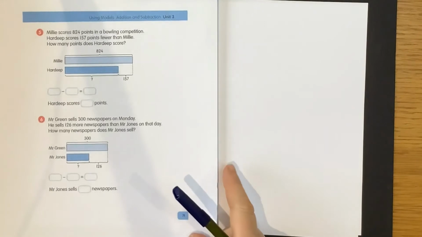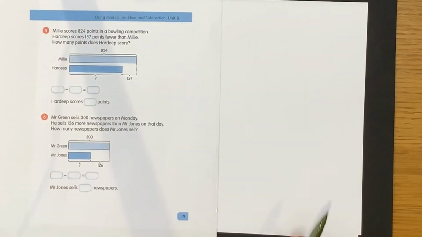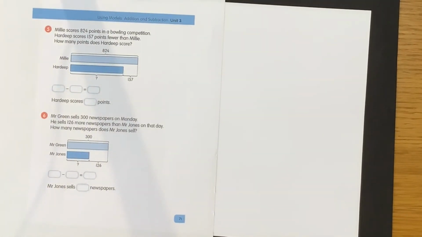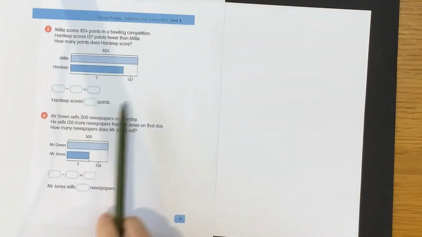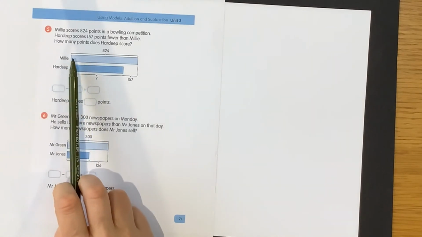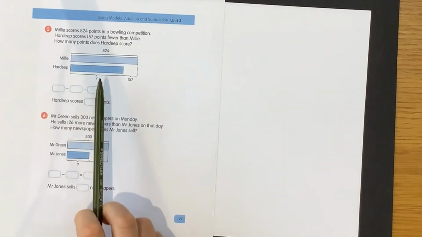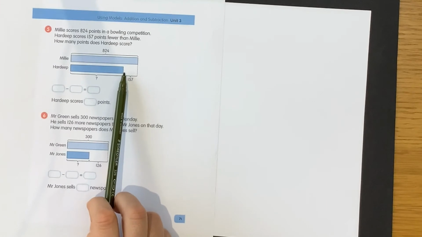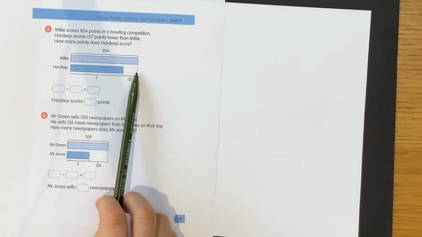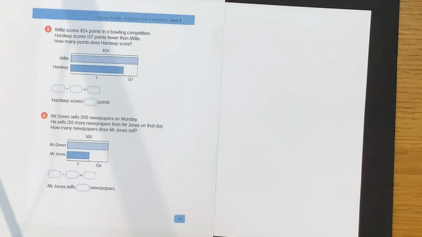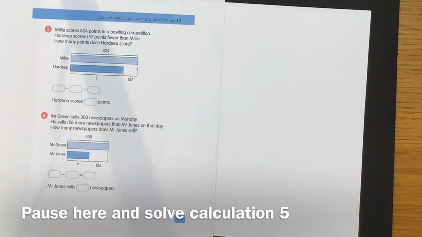Let's have a look at a couple more. Millie scores 824 points in a bowling competition. Hardeep scores 157 points fewer than Millie. How many points does Hardeep score? The bar model has been drawn for you. We know how many points Millie scored, and we know that Hardeep scores fewer than Millie, and we know the difference. Have a look at that bar model. How are we going to work out this question mark? Pause and have a go, and then come back where we'll go through the answers.